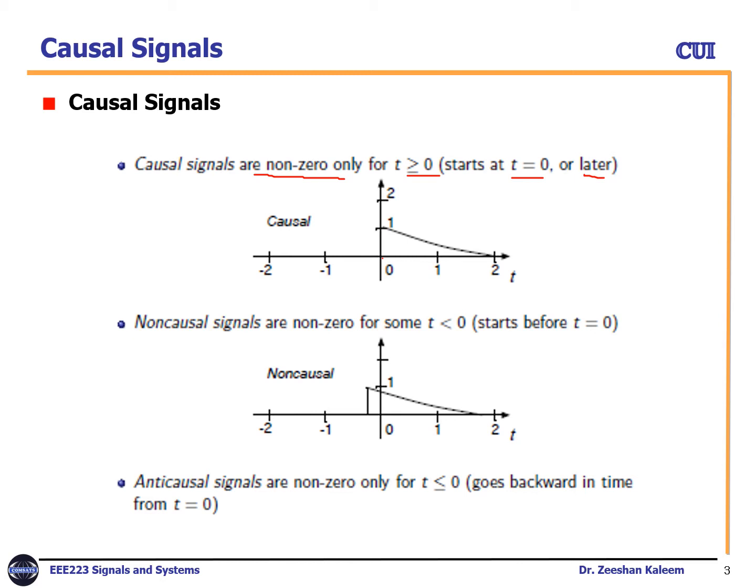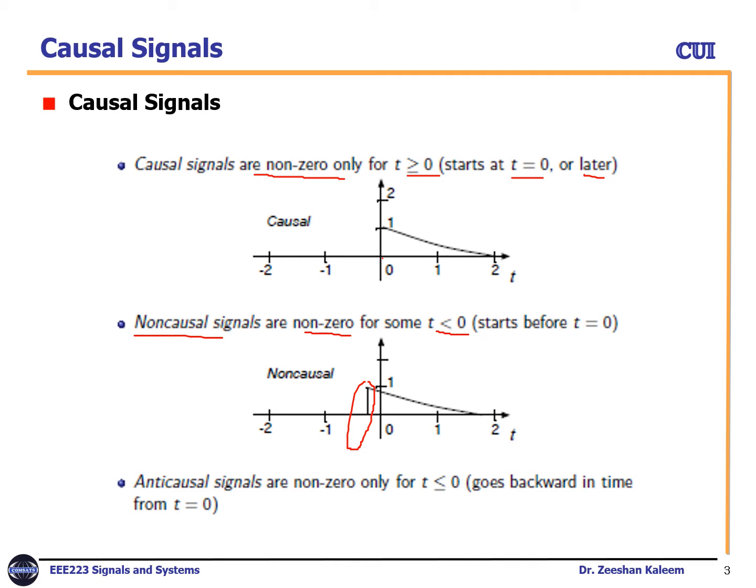And what are non-causal signals? Non-causal signals are non-zero for some time less than 0. They start before t equal to 0. If you see that it is starting before time equal to 0, from here it is minus something. So this is a non-causal signal.